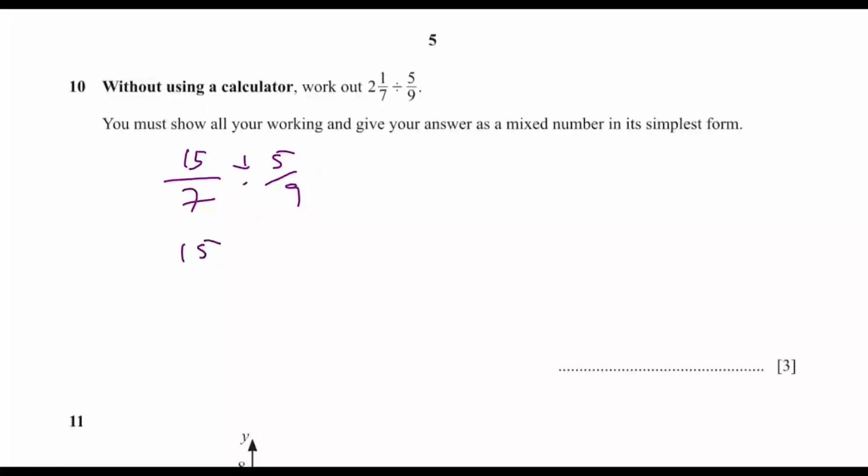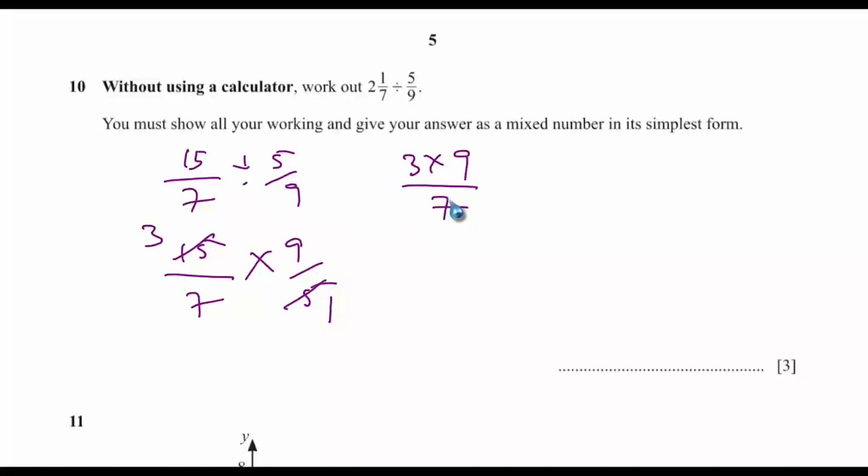So we're going to have 15 over 7 multiplied. Then we flip this, 9 over 5. 5 here once, 5 goes in 15 3 times. So we are left with 3 by 9 over 7. 3 by 9 is 27 over 7.